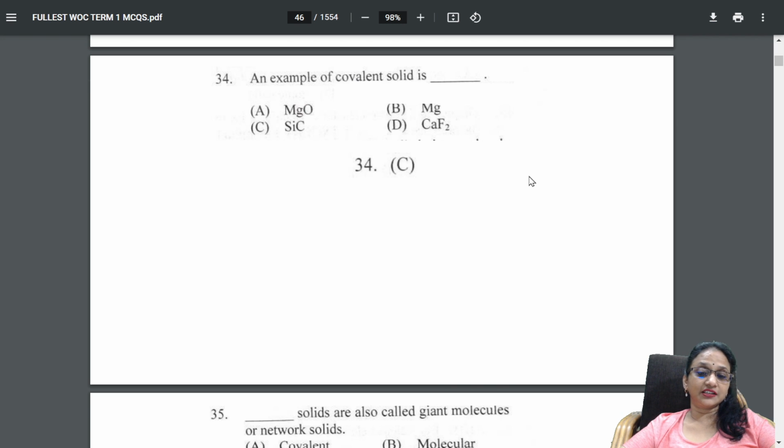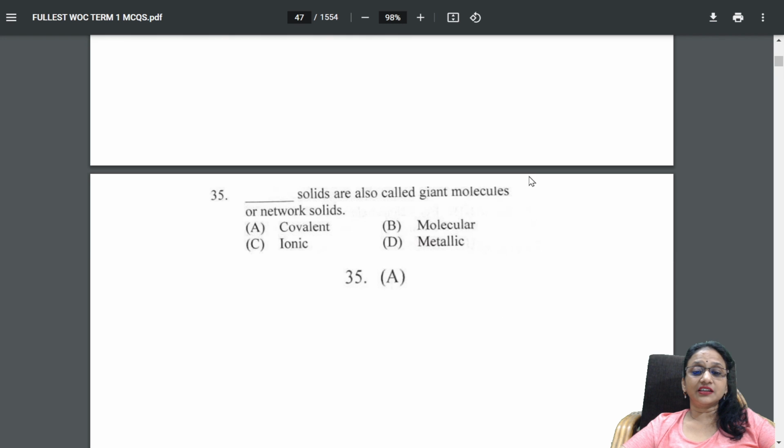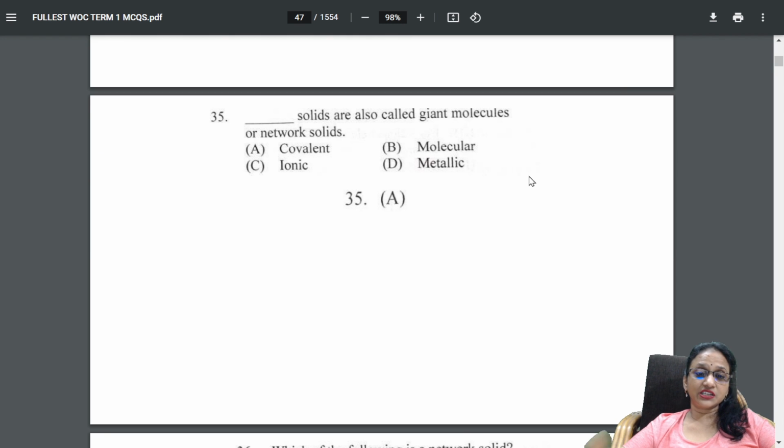Then covalent solid examples. See how many are there for each topic. Correct, students? How many are there for each topic? So covalent network solids. The question variety is asked like this: dash are solids also called giant molecules. Obviously, covalent or network solids, because they have carbon atoms linked to one another, isn't it?